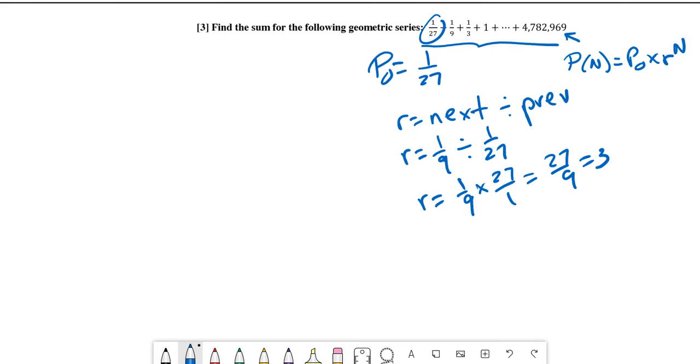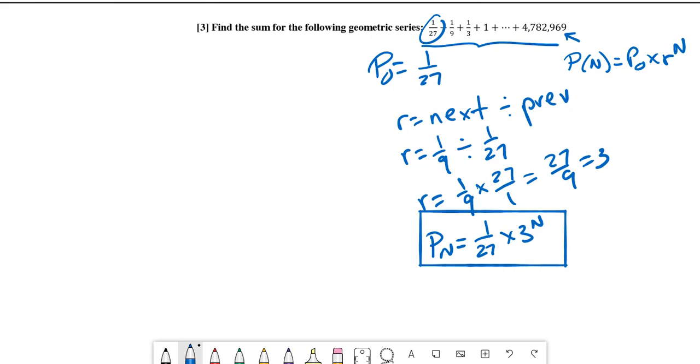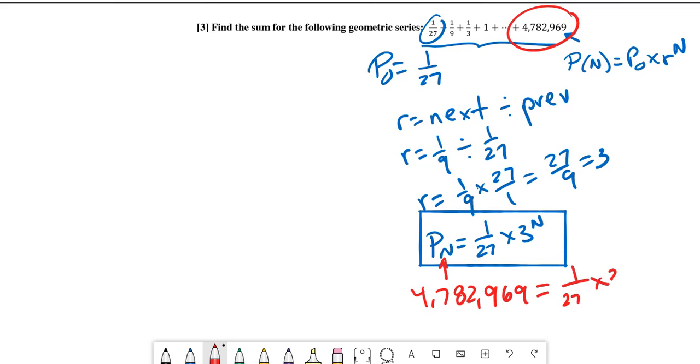So R is 3. Now that we've figured out what R is and we know what P0 is, we can say that our model P sub n is 1 over 27 times 3 to the n. And this is the explicit function. So we want to figure out what number term this is. So we're going to replace Pn with 4,782,969 and set it equal to 1 over 27 times 3 to the n.